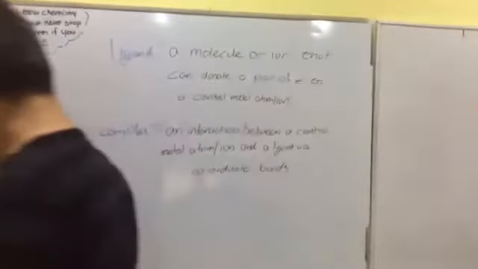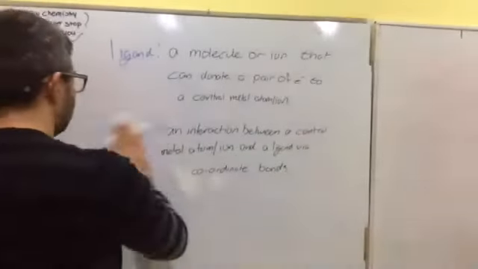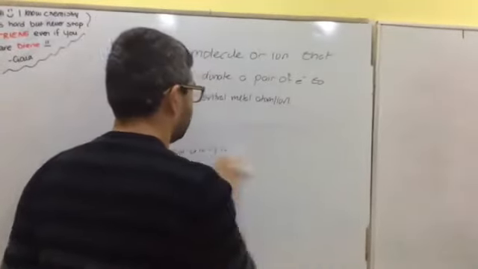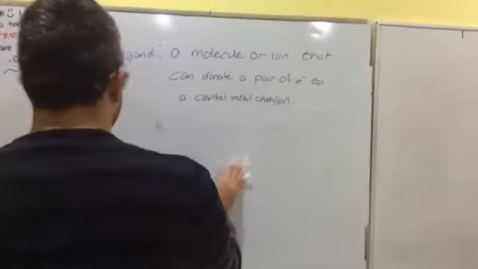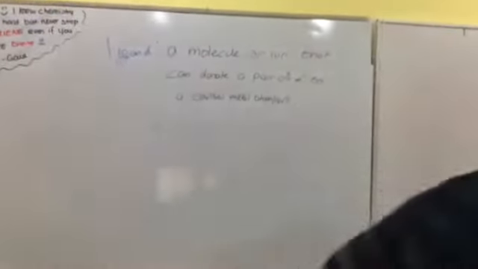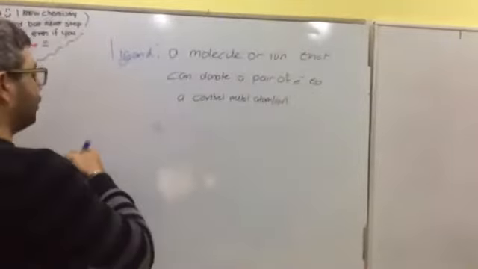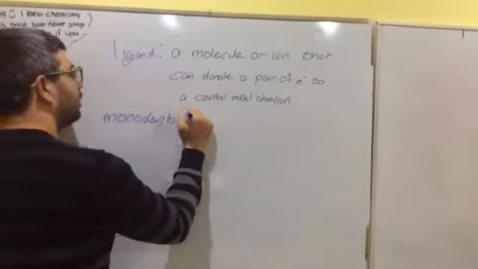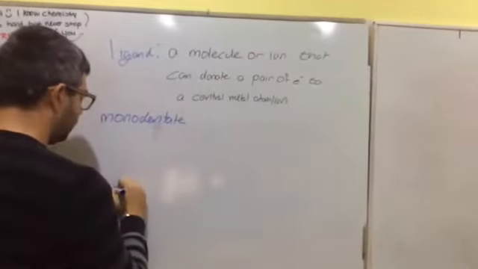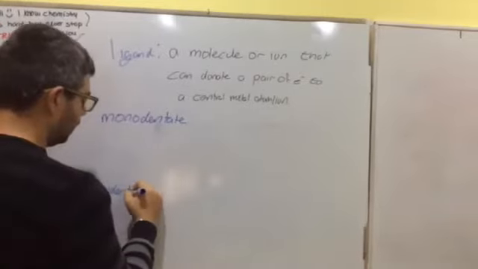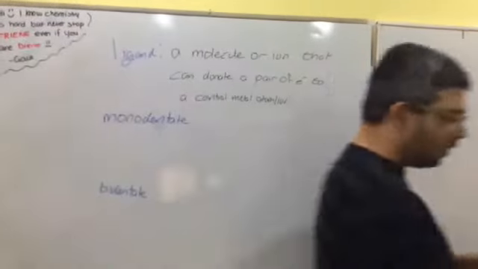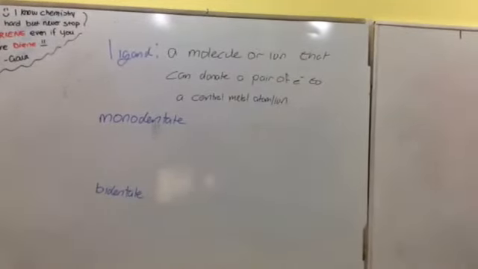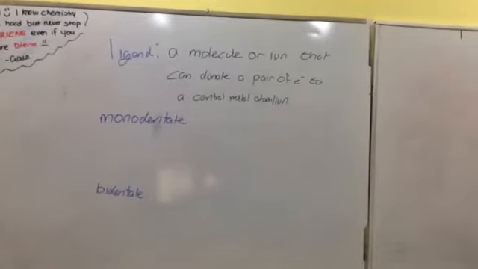Now, ligands can be monodentate or bidentate, and this can therefore include tridentate, tetradentate, or multidentate. Okay? The prefix is mono, bi, tri, etc.